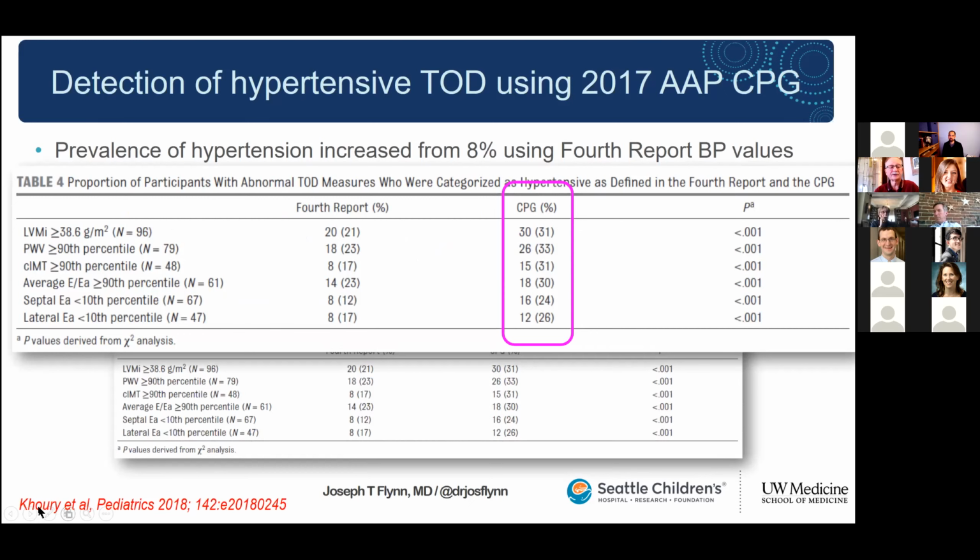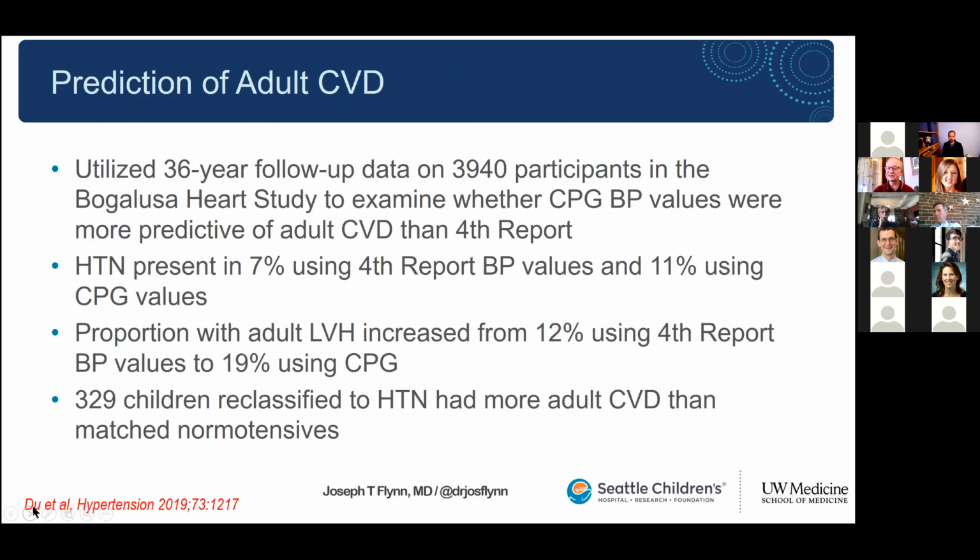And then one last study: well, what about prediction of adult cardiovascular disease? Because isn't that why we're interested in childhood hypertension in the first place? We want to know what kids need to change their lifestyle or be treated with medications so they don't have heart attacks when they're 40 or 50 or 60. And so Elaine Urbina's group was able to look at data from Bogalusa, 4,000 participants who had childhood blood pressure measurements and then adult outcome data.